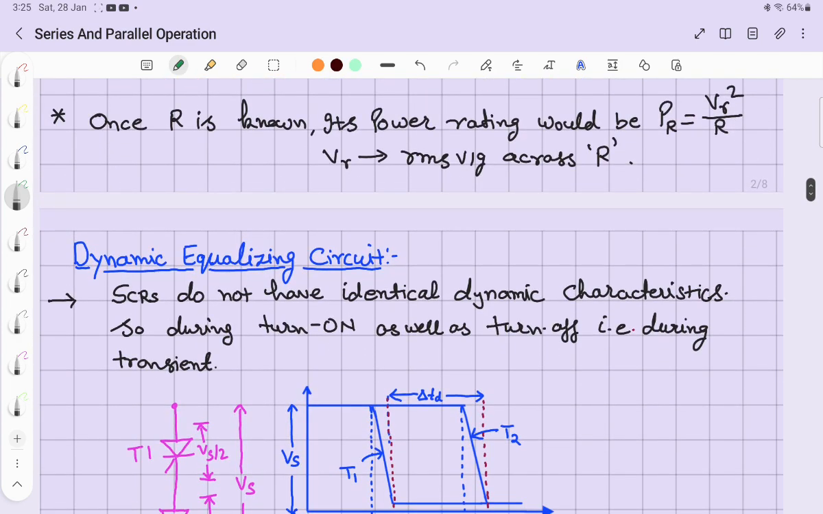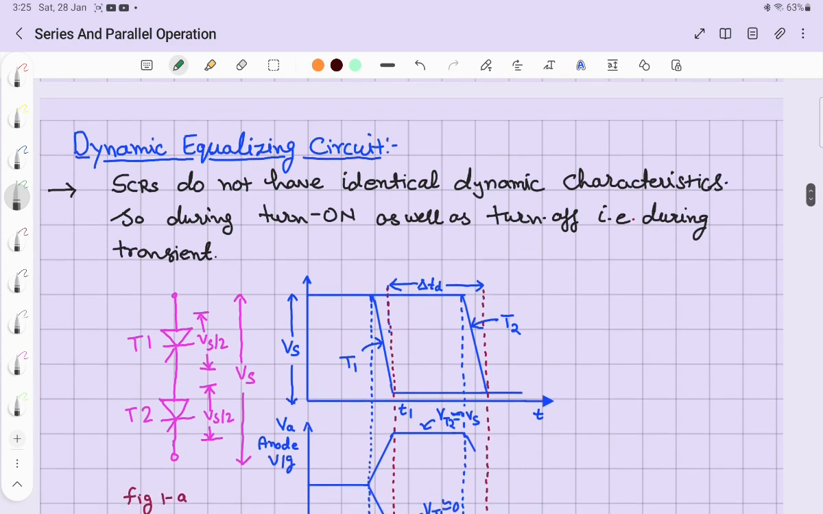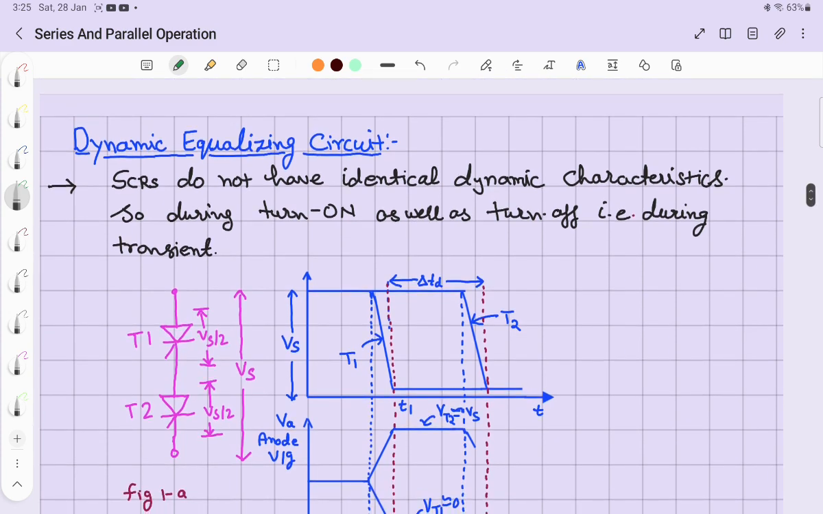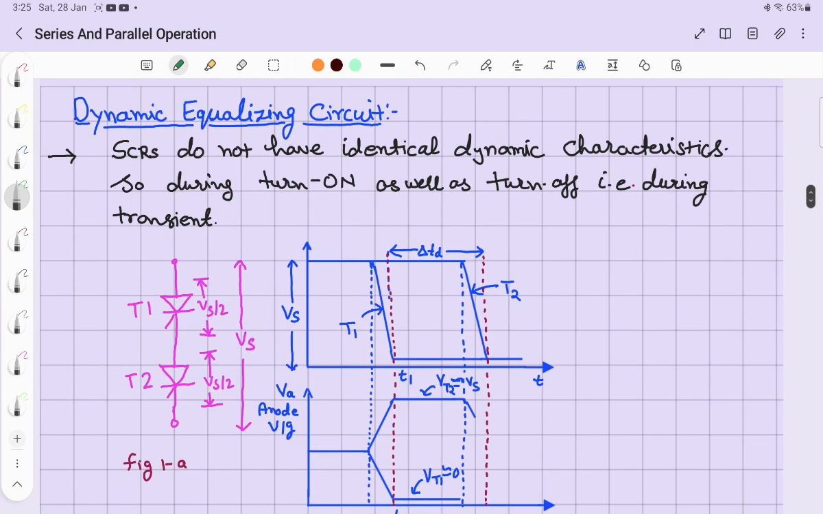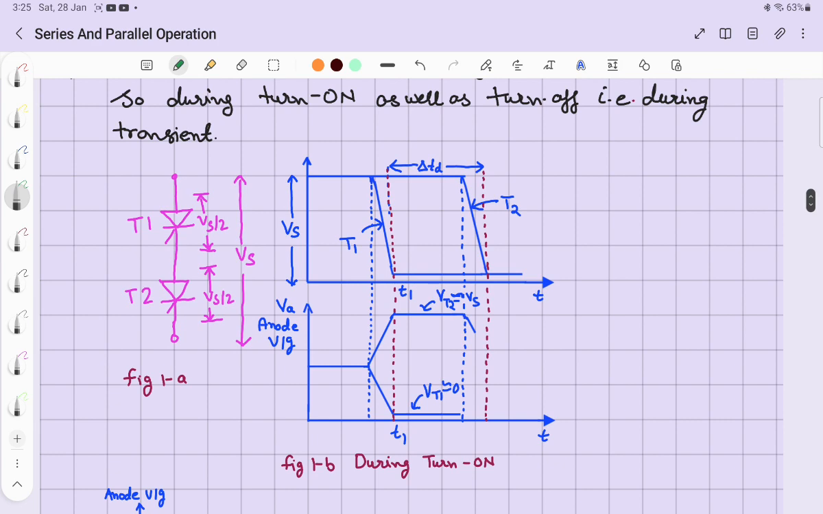You also know that the dynamic characteristic is also different for each SCR. They do not have identical dynamic characteristics. So during turn on as well as turn off, they would have different characteristics.